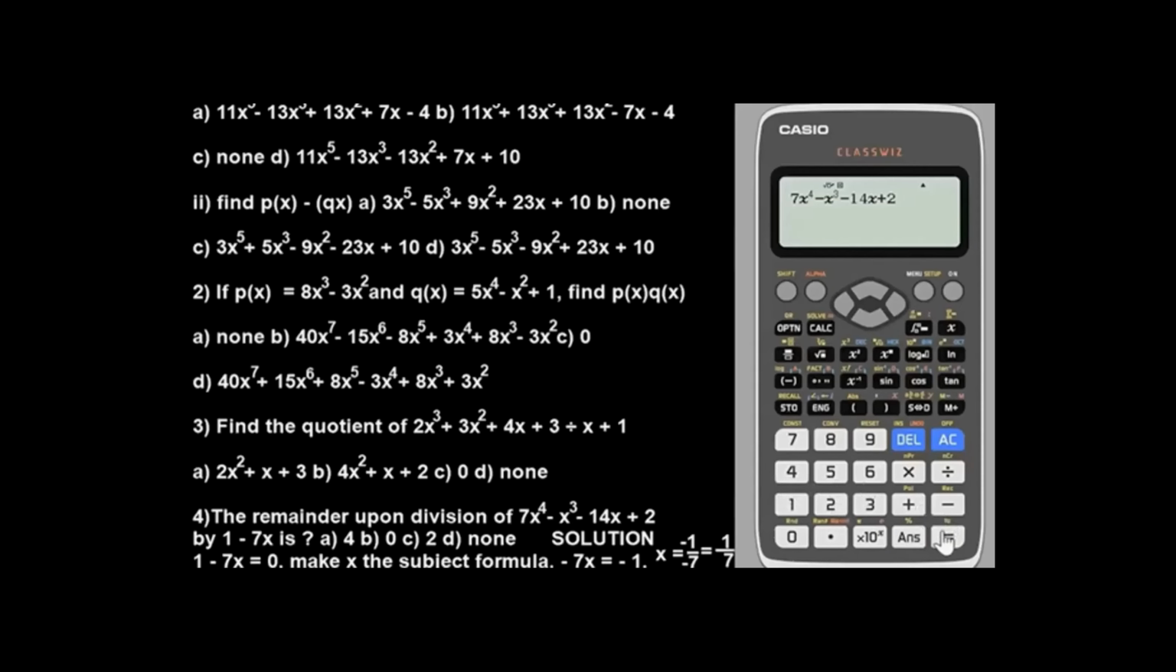Let's see what the answer will be. 0. The option is option B. So the answer is what? 0. It's as simple as that, guys.